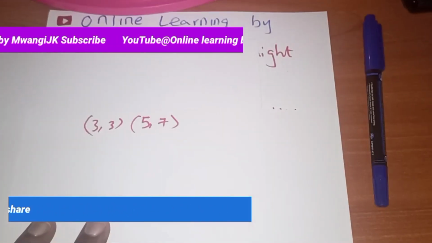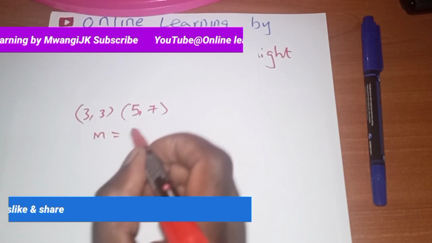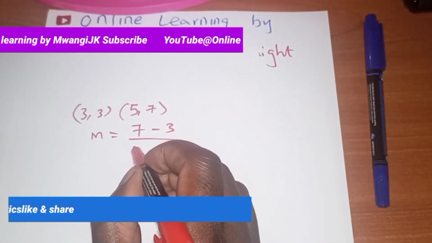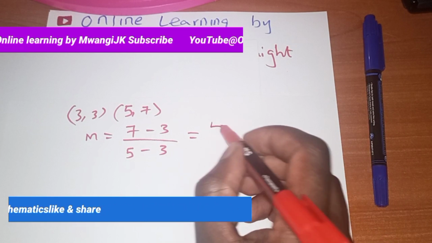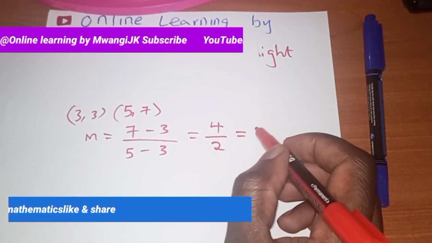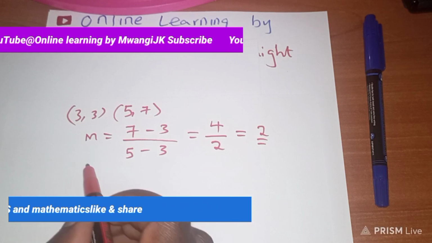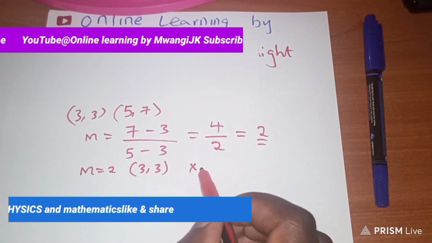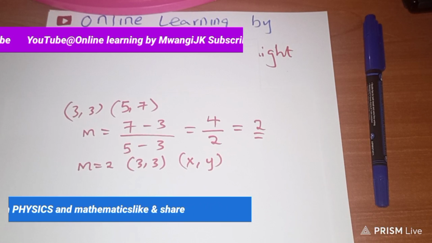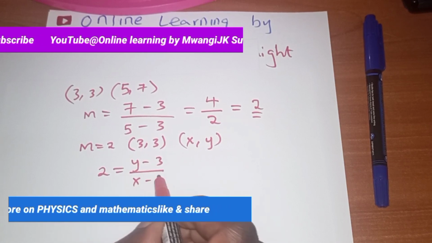To find the equation of the line, we first get the gradient. We have to get the gradient, m is 7 minus 3 divided by 5 minus 3. 7 minus 3 is 4. 5 minus 3 is 2. And this is equals to 2. So the gradient of that line is equals to 2. And then using the gradient 2 and one of the points (3, 3) and a known point (x, y), we can therefore get the equation of that line. How? We'll say 2 is equals to y minus 3 divided by x minus 3.